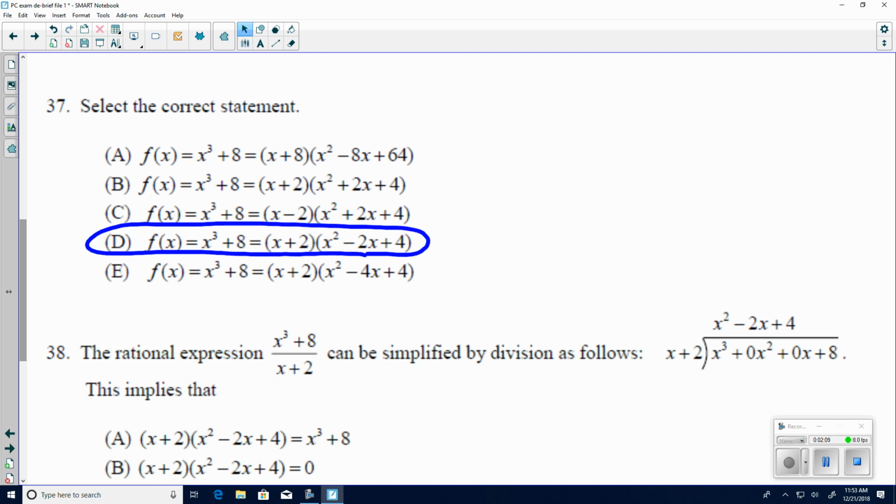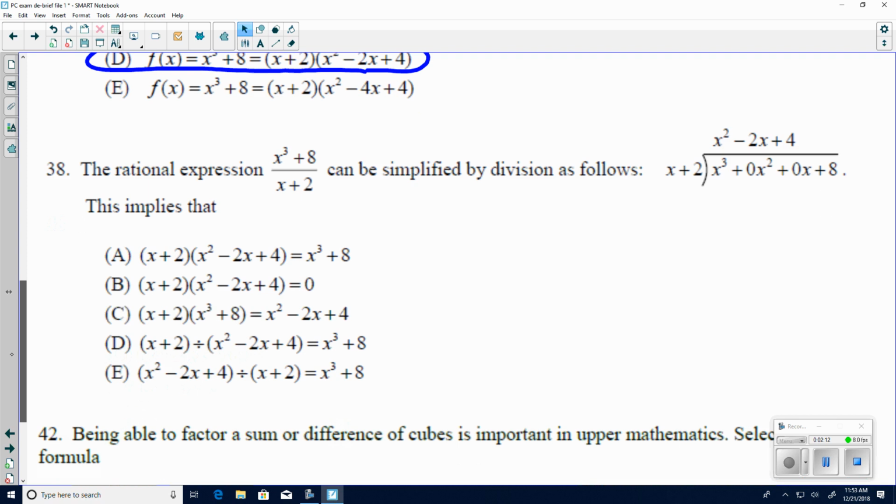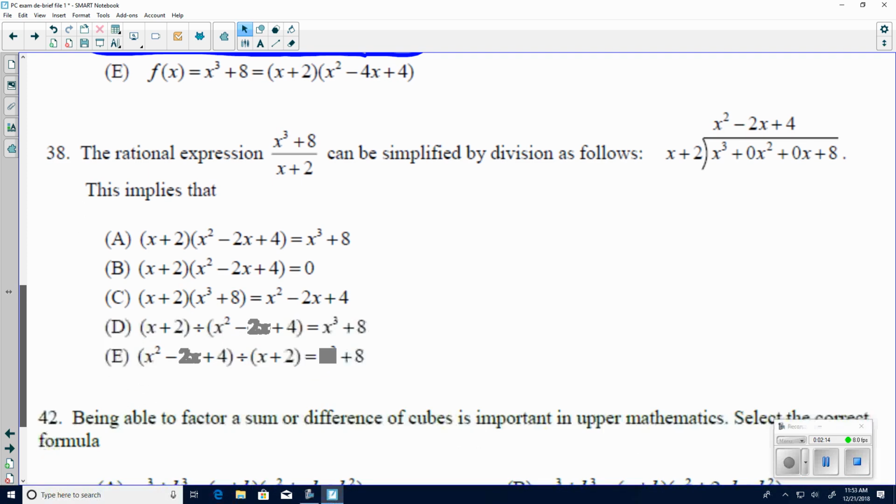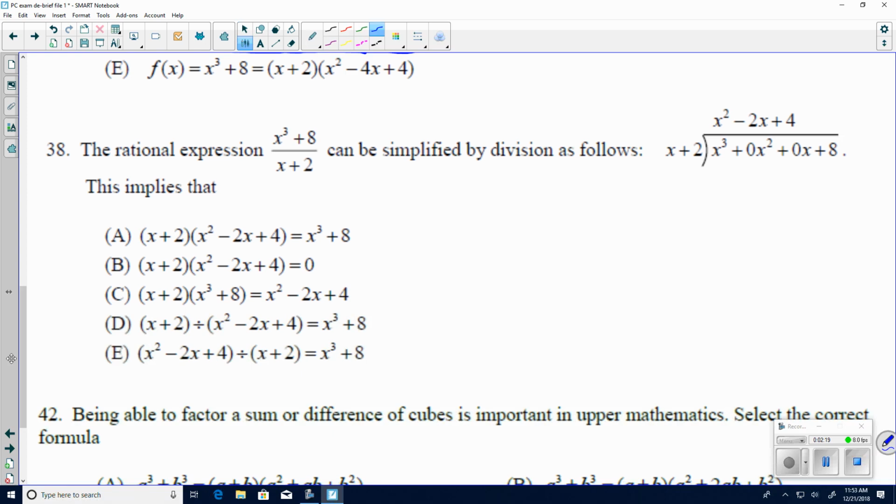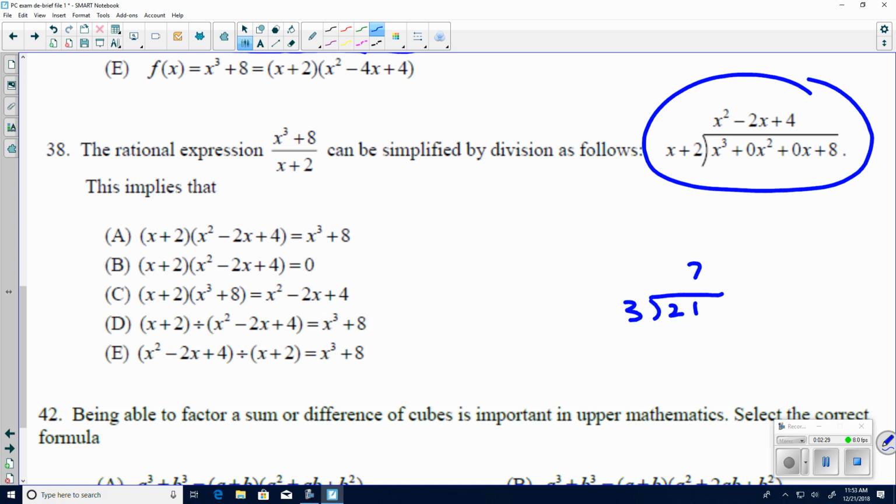Problem 38 has the same idea as well. Again, the same cubic, x cubed plus 8, this time divided by, and you see the quotient over here. What does this division imply? Well, you might want to think of an earlier or a simpler division. 3 goes into 21 7 times. And what does that imply? Well, that implies 3 times 7 is 21, right? So sure enough, this times this will equal that. And so there's your answer.